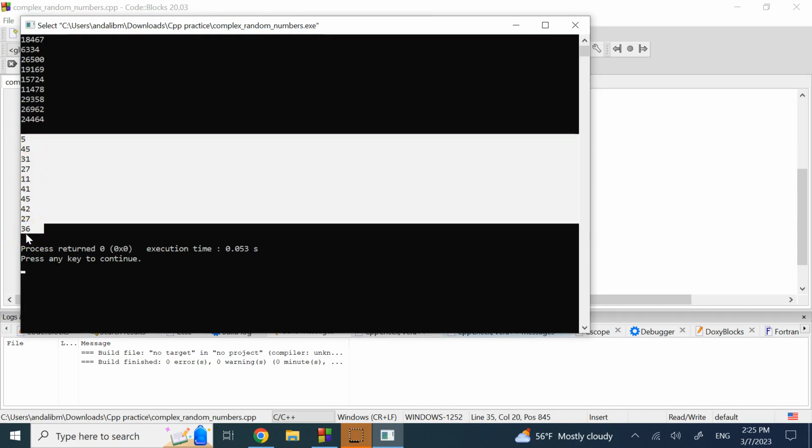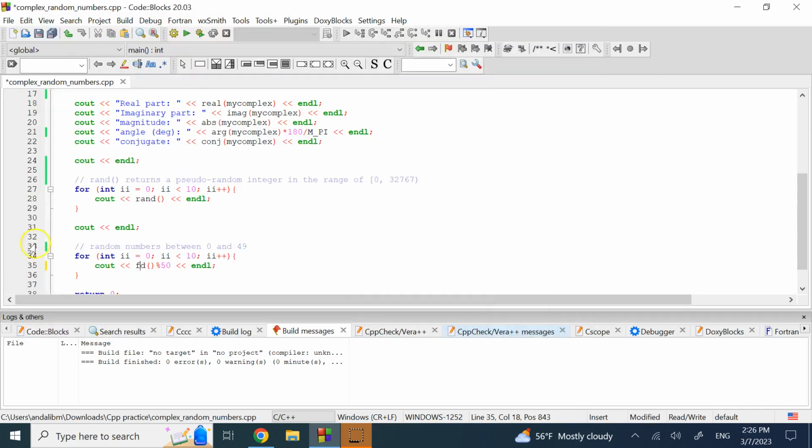So if I apply that command, rand, and then modulus 50, as you can see, all of these numbers are between 0 to what? Between 0 to 49, because they are remainders of division by 50. Now, sometimes you don't want that. You want a number between A to B.